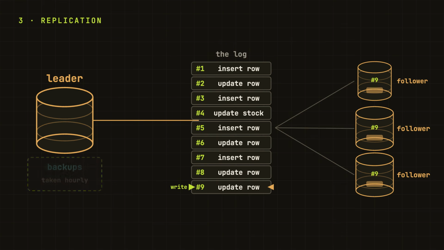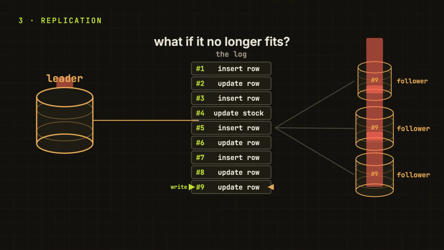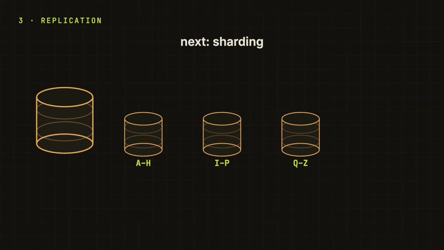Now, replication makes copies. Every copy still holds the whole dataset. So what happens when the data is simply too big or the writes are too many for any single machine to hold? For that, we split the data itself, and that is sharding.